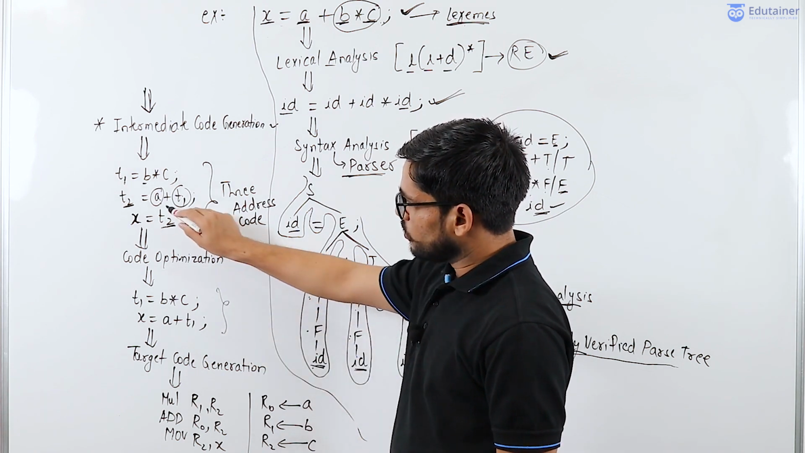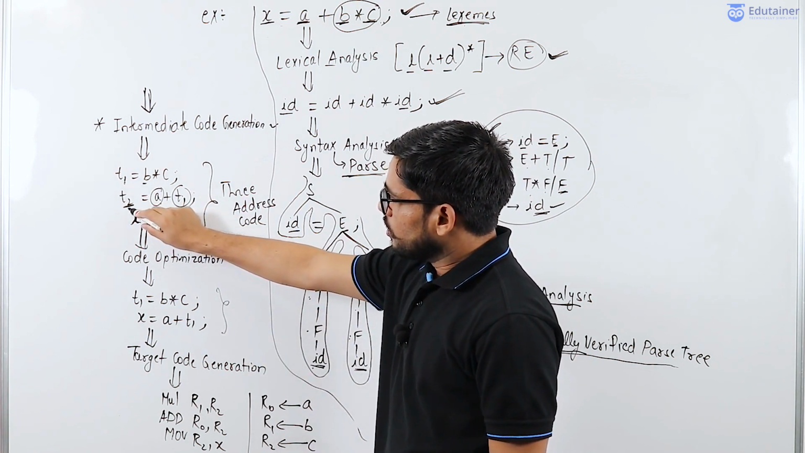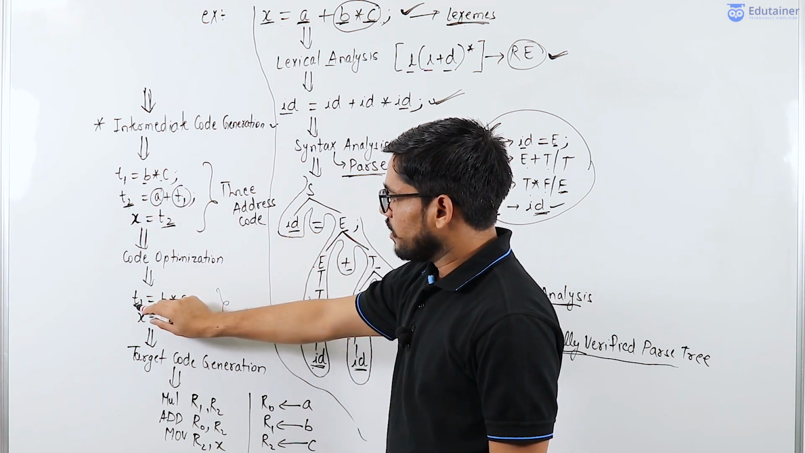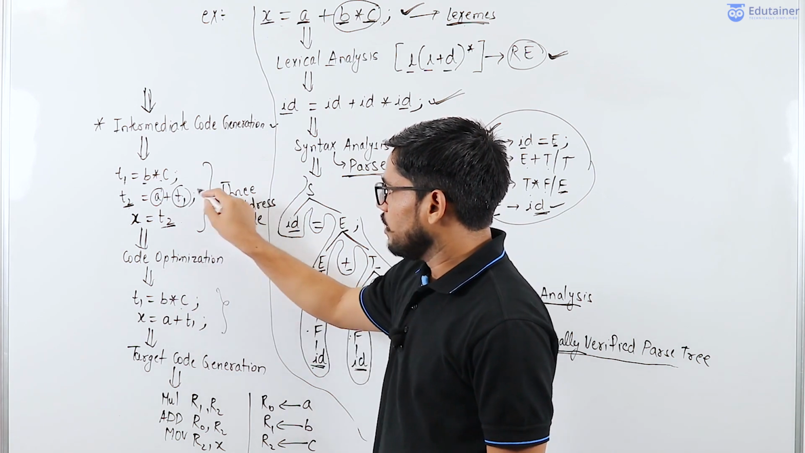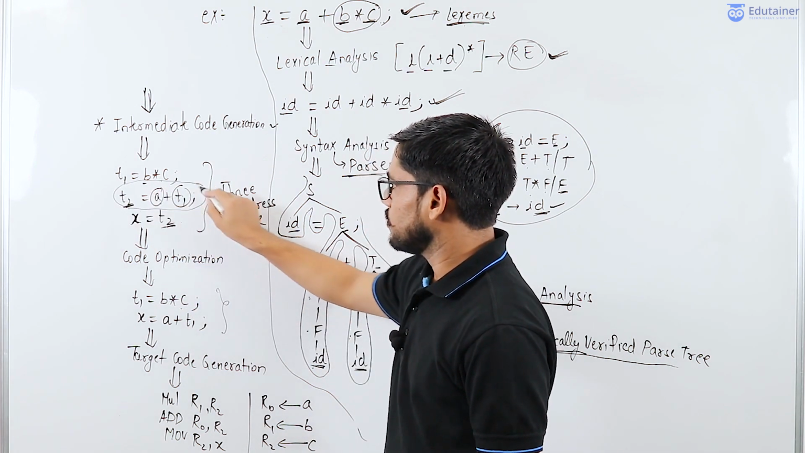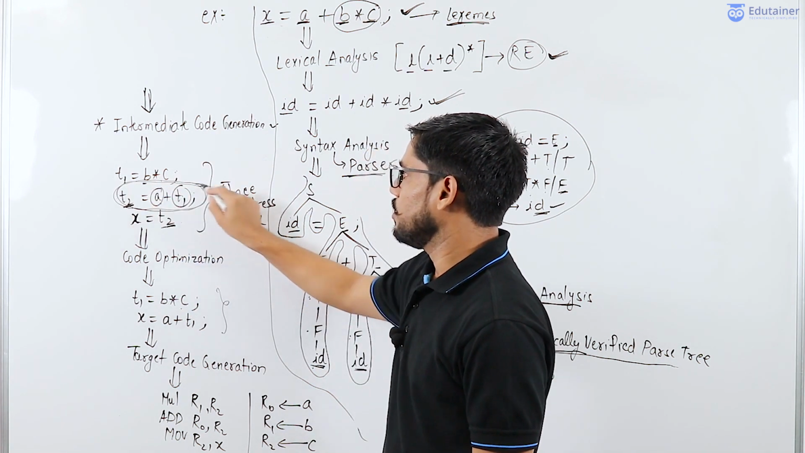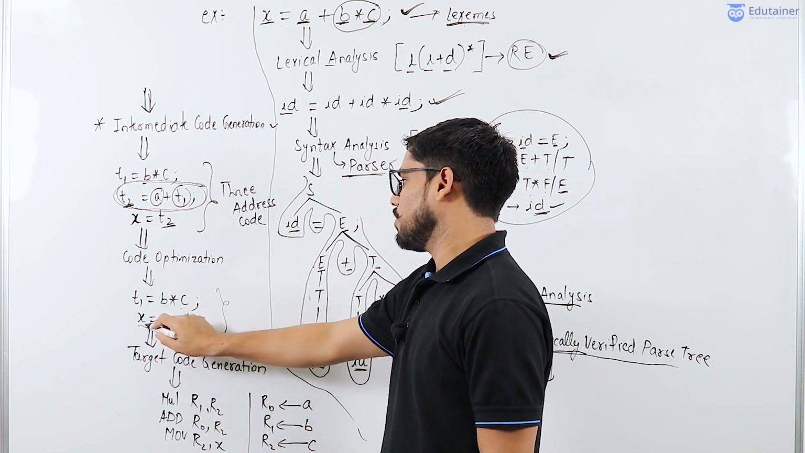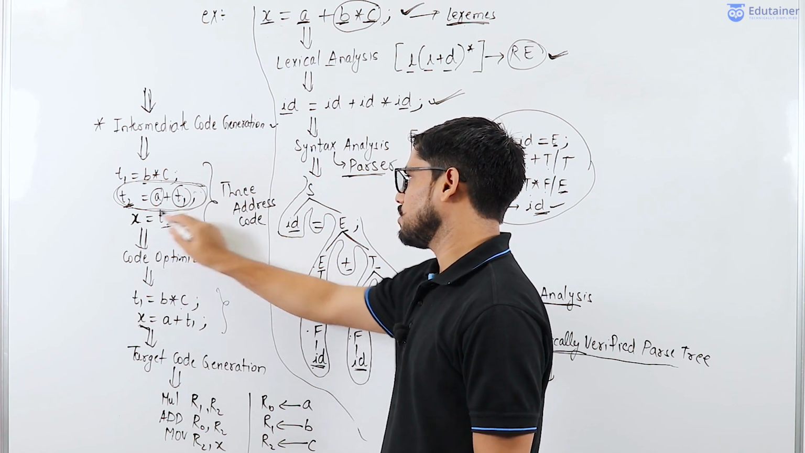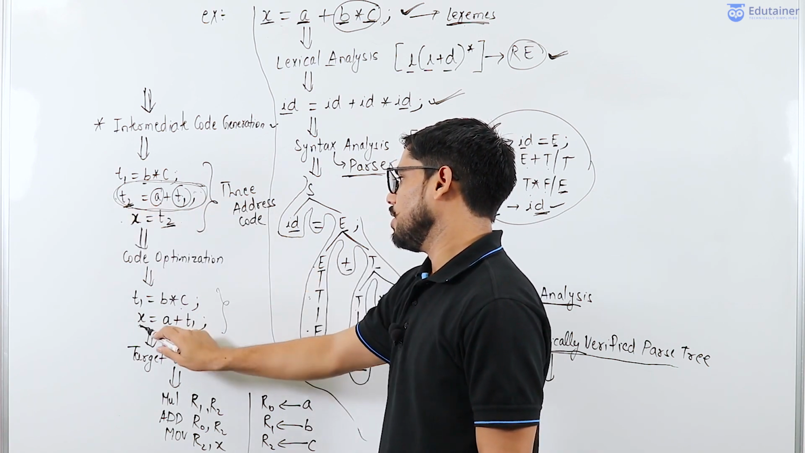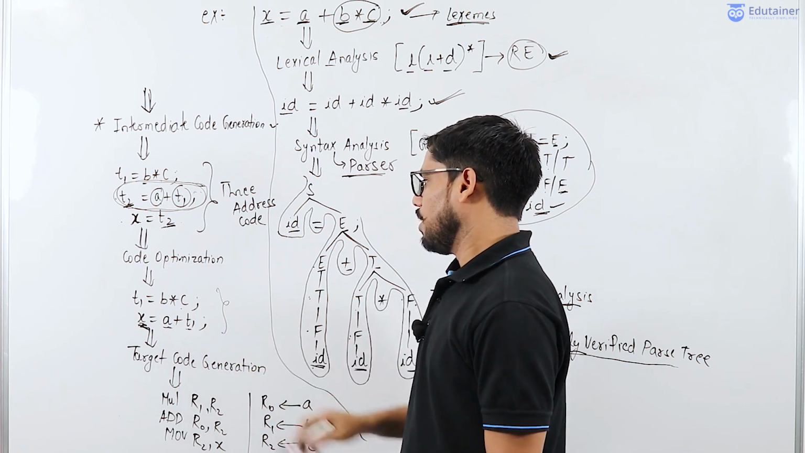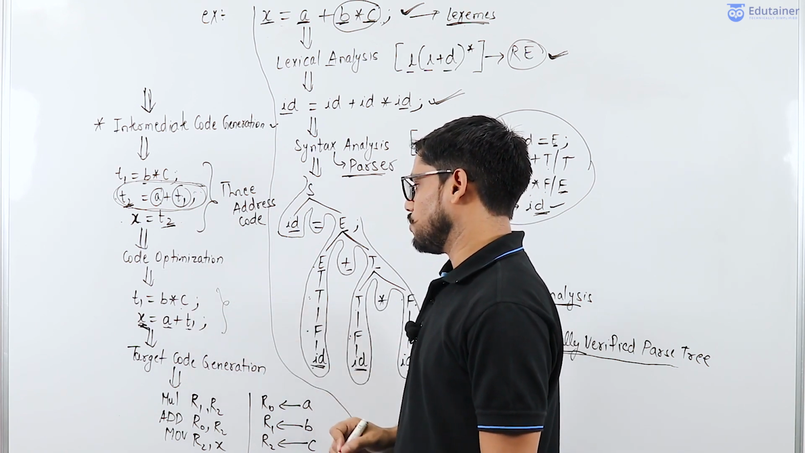So here the redundant code is t1 is equal to b into c. Directly we can write t1 is equal to b into c, and this particular line does not need to be written twice. So basically it will merge these 2 lines, line number 2 and line number 3, into a single line: x is equal to a plus t1. Okay, and now finally we got the optimized code.